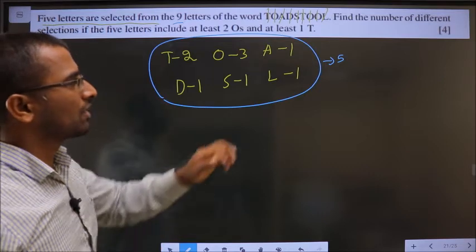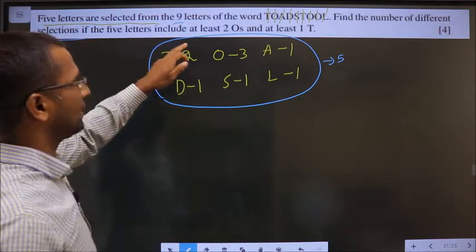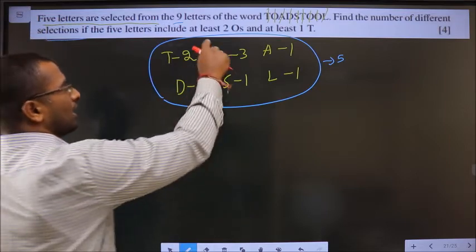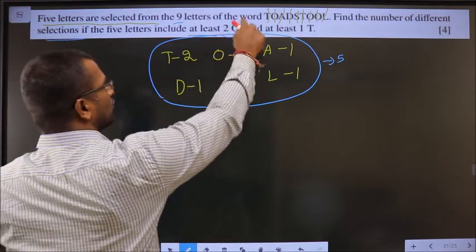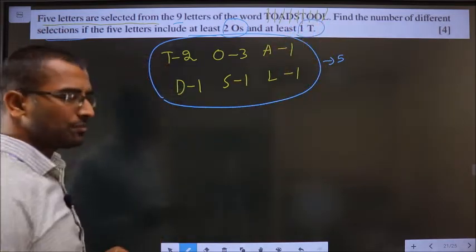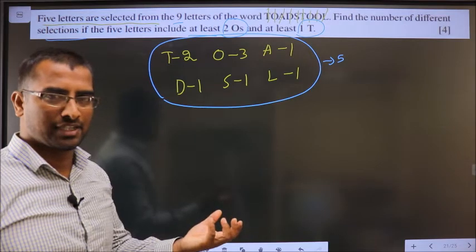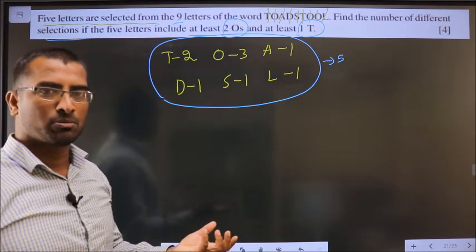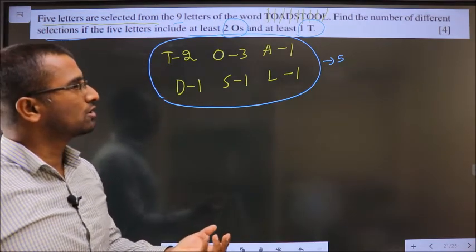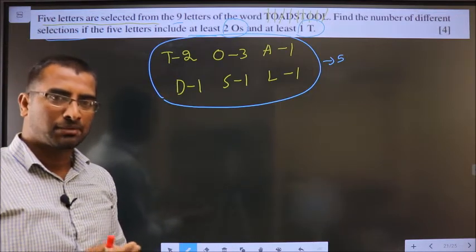Okay. Find the number of different selections if the 5 letters include at least 2 O's and at least 1 T. In your selection of 5 letters, there has to be at least 2 O's and at least 1 T. Okay. I get multiple options.